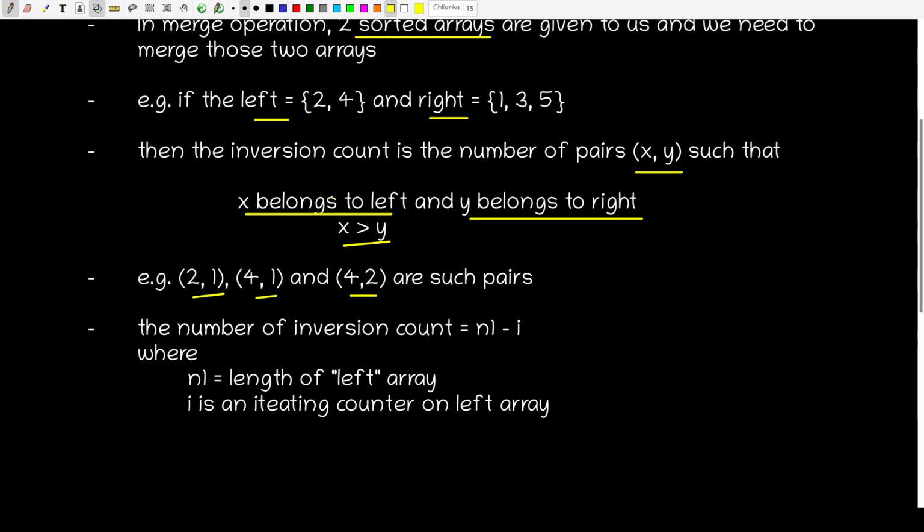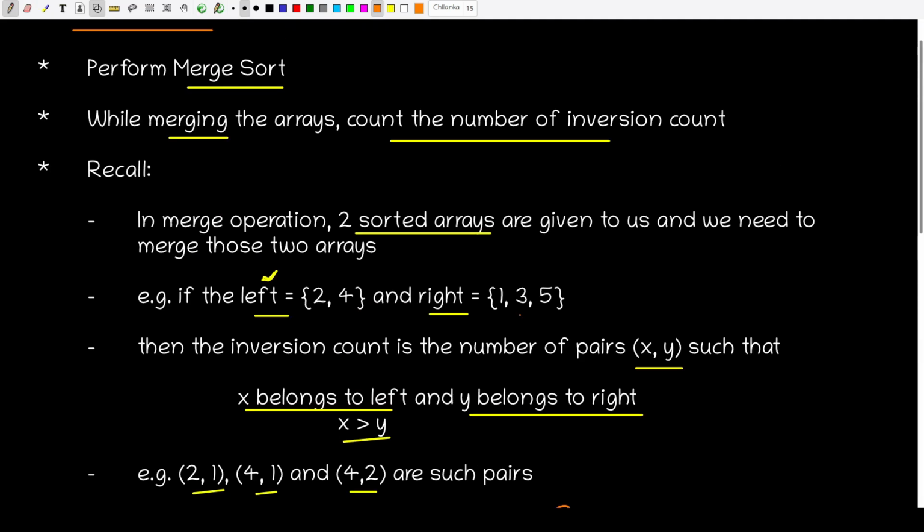Now it turns out when we are performing the merge operation, the inversion count can be given directly by n1 minus i, where n1 is the length of the left array. So this is my left array, n1 is the length of that left array, and i is an iterating counter on the left array. We will discuss more about how this will be the case, but for now let us proceed forward. So that's the brief idea about solving this problem, folks.